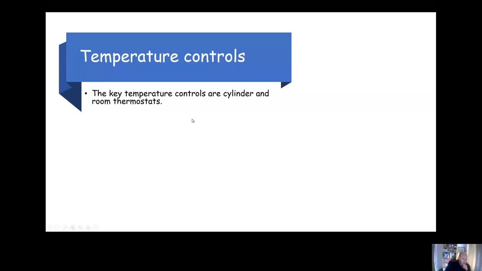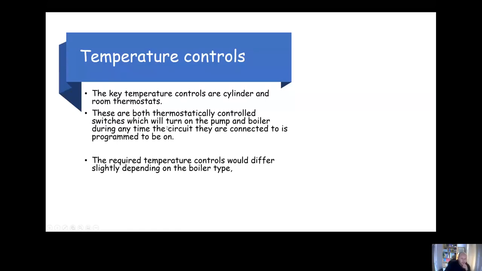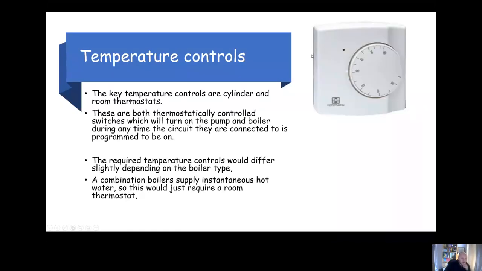Temperature controls, these are cylinder stats or room stats. They are thermostatically controlled switches. They'll switch the system on or off, allow the electricity to flow through depending on the temperature. If it's not been satisfied yet, for example, if you've got it set to 20 and the temperature is 18 degrees, then the switch inside will be closed. The electricity can flow through it to the pump and the boiler, and then once it becomes satisfied, the switch will open, and there will be no electricity allowed to flow, which means it'll switch off these circuits.